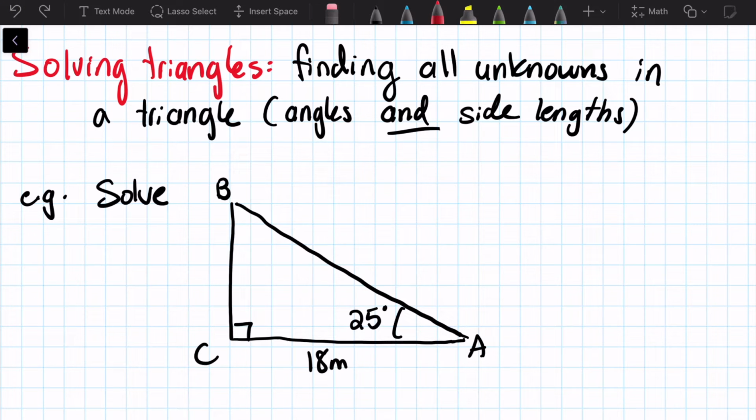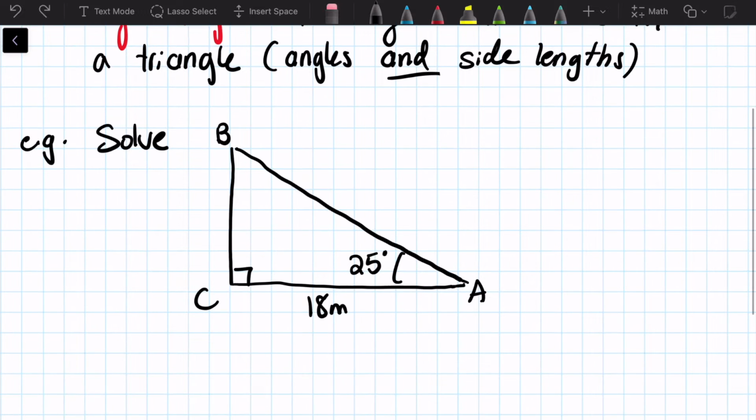So just like most other trig problems, we're going to start by deciding which side is our opposite and our adjacent and our hypotenuse. And you should be pretty familiar with that at this point. So our opposite is over here, our adjacent is 18, and our hypotenuse is up there.